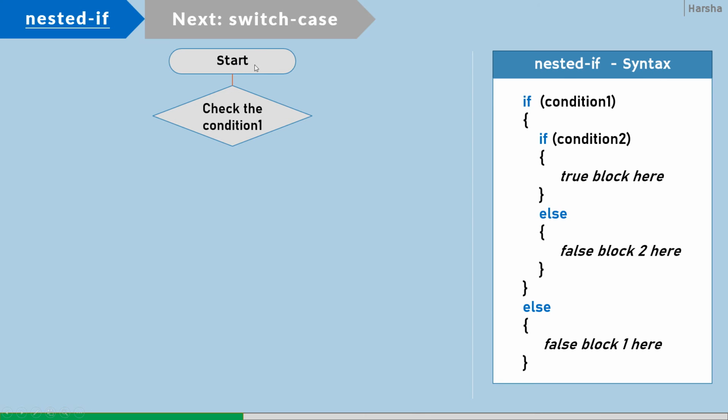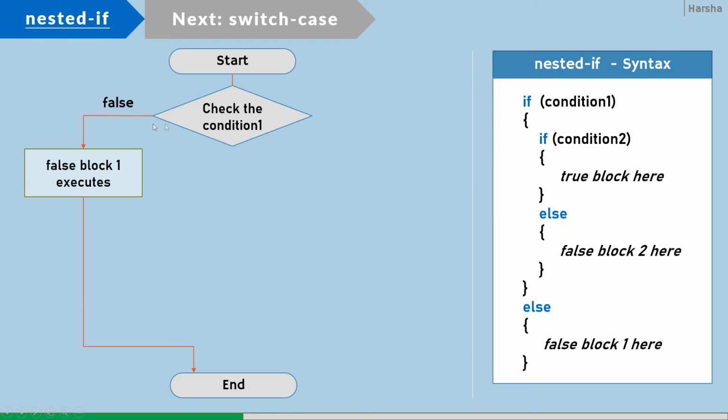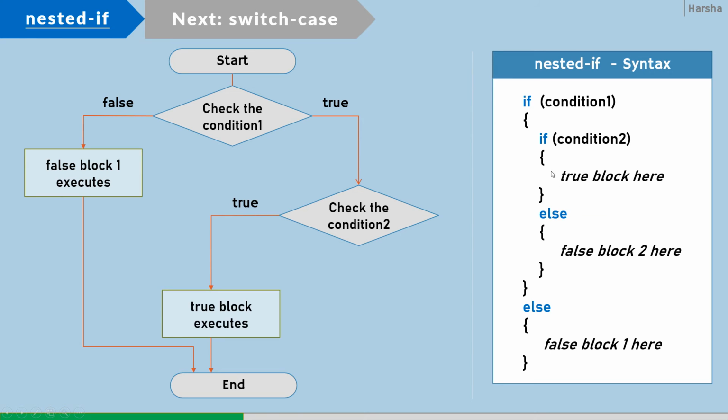So first we begin with the nested if. We check condition 1, that is the outer if. If the outer if is false, directly it will go to the false block 1. And if the outer if is true, then we check the inner if. The inner if also can be either true or false. If condition 2 is true, then we execute the true block of inner if. In case the inner if condition is also false, then we execute the false block of inner if. So checking the inner if condition only when the outer if condition is true is the main point of nested if.